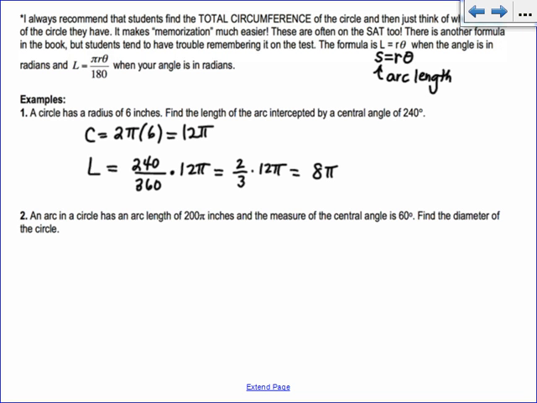What would my units be? Inches. You're just waiting on those radians, aren't you?